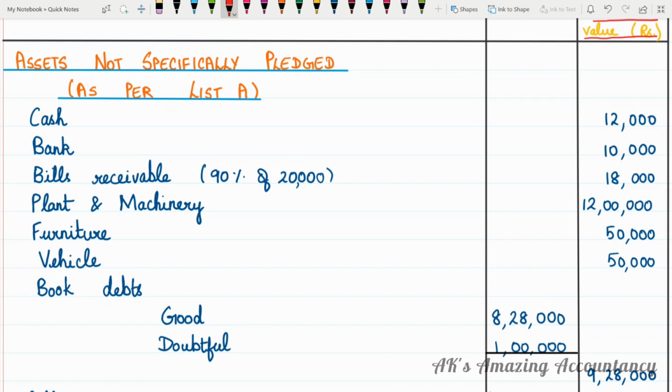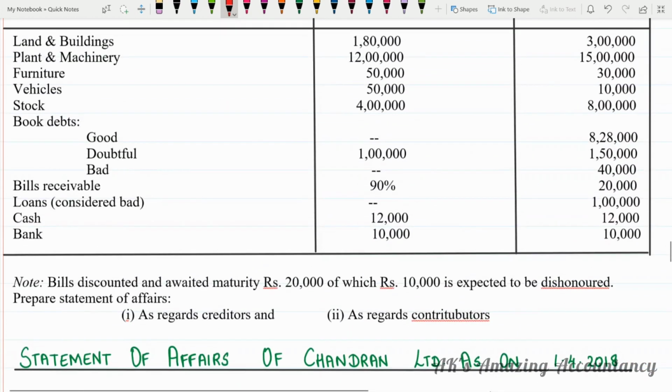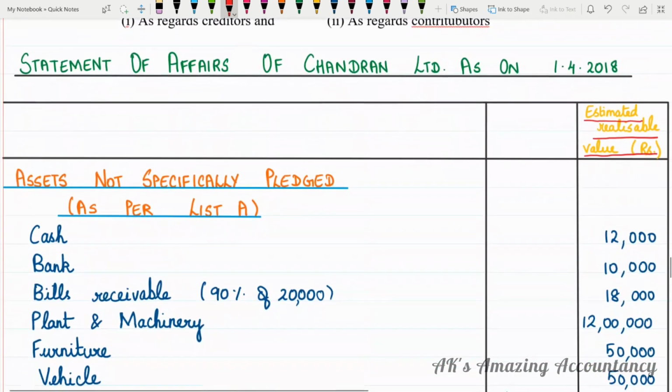Okay, so let us start with cash and bank. Have a look at the problem. The estimated realizable value we have for cash is 10,000, for bank is 10,000. As you know, for cash and bank, the book value and estimated realizable value will be the same. So we have entered cash 12,000 and then bank 10,000.